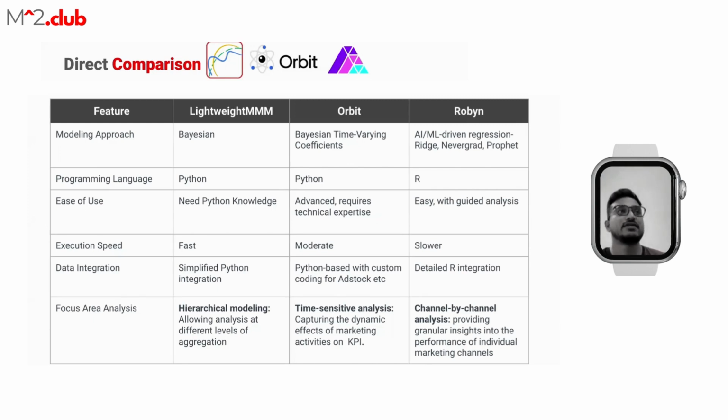Okay, and the ease of use. Well, Lightweight is very easy to run, but Orbit is advanced, because we need to take the coefficient, and a lot of expertise is needed. So Orbit is very advanced. For Robyn, easy with guided analysis, I would say. If you run it once or twice, it is very easy. Then execution speed: Robyn is slower compared to Lightweight and Orbit. For me, Lightweight and Orbit were quick and almost equal.